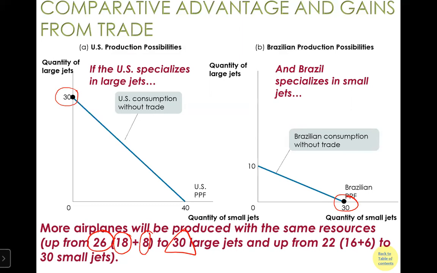Apologize, this is for small jets. Yes, it is for larger jets. And on the other hand, without trade, these two countries can produce 22 small jets. Now with trade, or with specialization, Brazil is going to produce 30. So 30 is greater than 22.